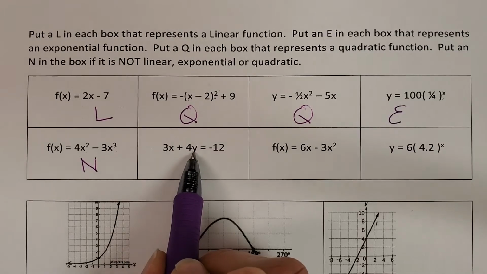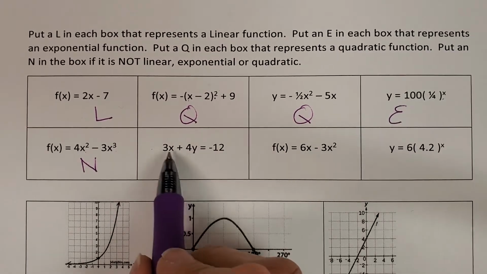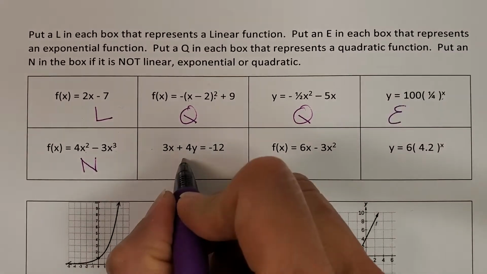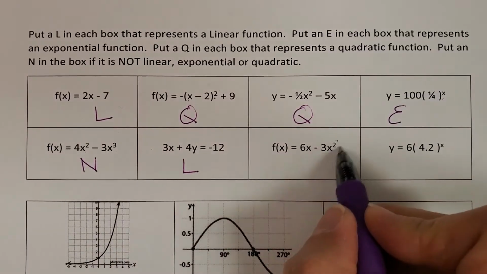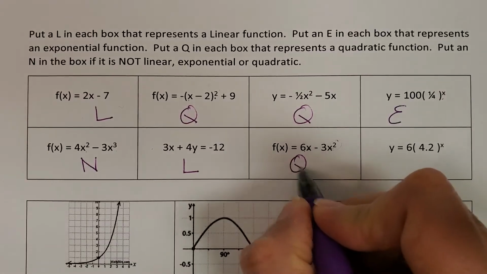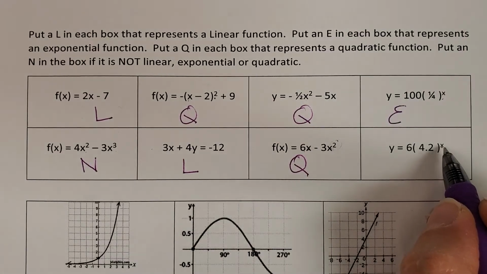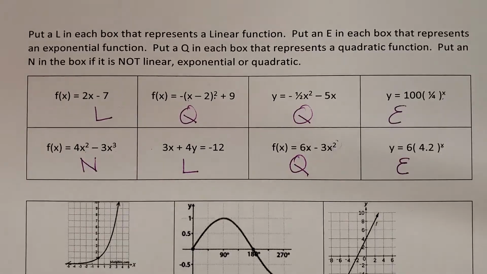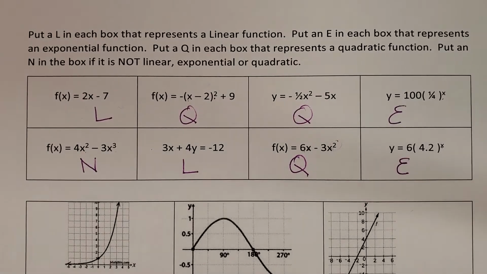Here we got an x and a y. Nothing fancy going on. The x isn't an exponent. There's no squared. It's linear. Exponent of 2, that one is quadratic. And here we've got an x as an exponent. We've got exponential. How'd you do? I hope you did great.